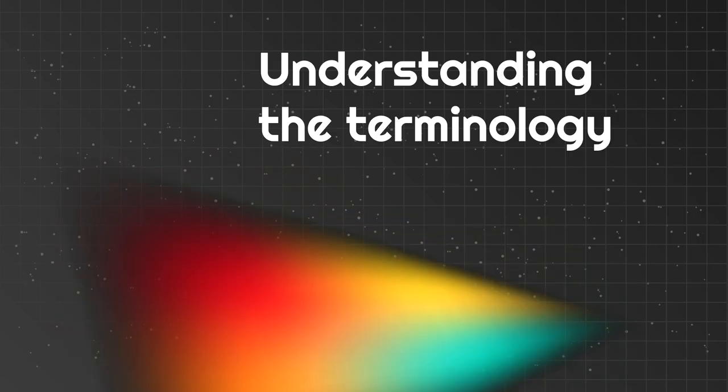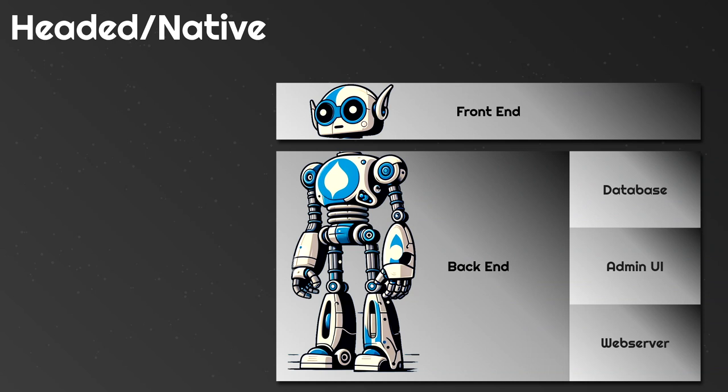And then on to the terminology. Headed, or native. This is what you'll see in most CMSs. As far as the analogy goes, if you buy a robot on Amazon, it's going to come with a head, right? You buy a robot, you get a full robot. And you can't take the head off, you can't swap the heads, you just get a robot. So you've got your robot head front end, your body back end, pretty simple, pretty straightforward.